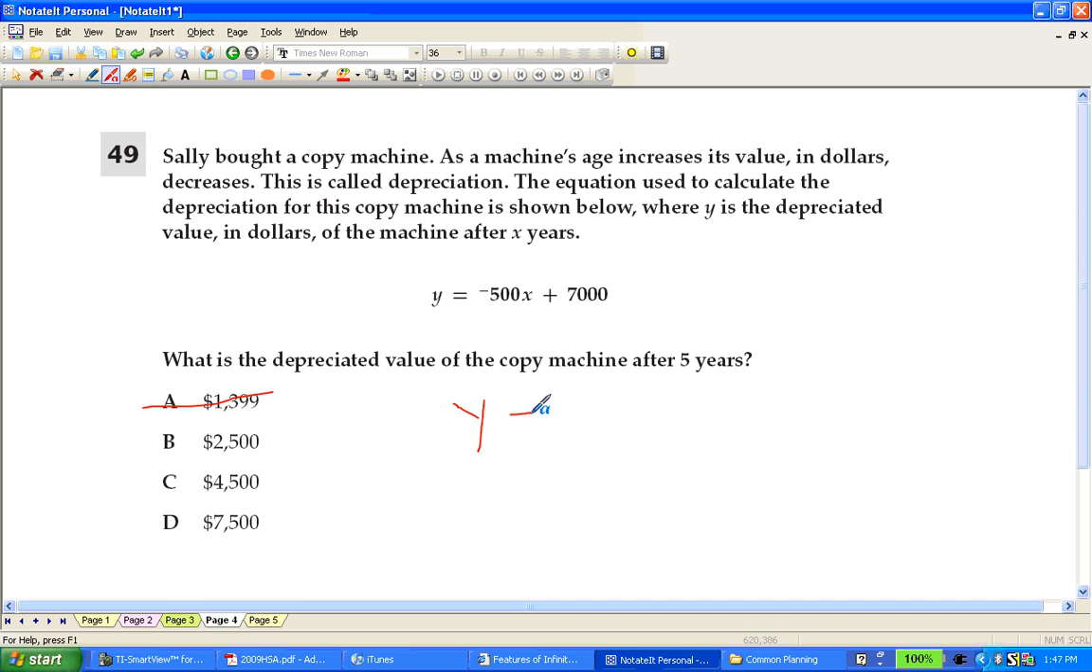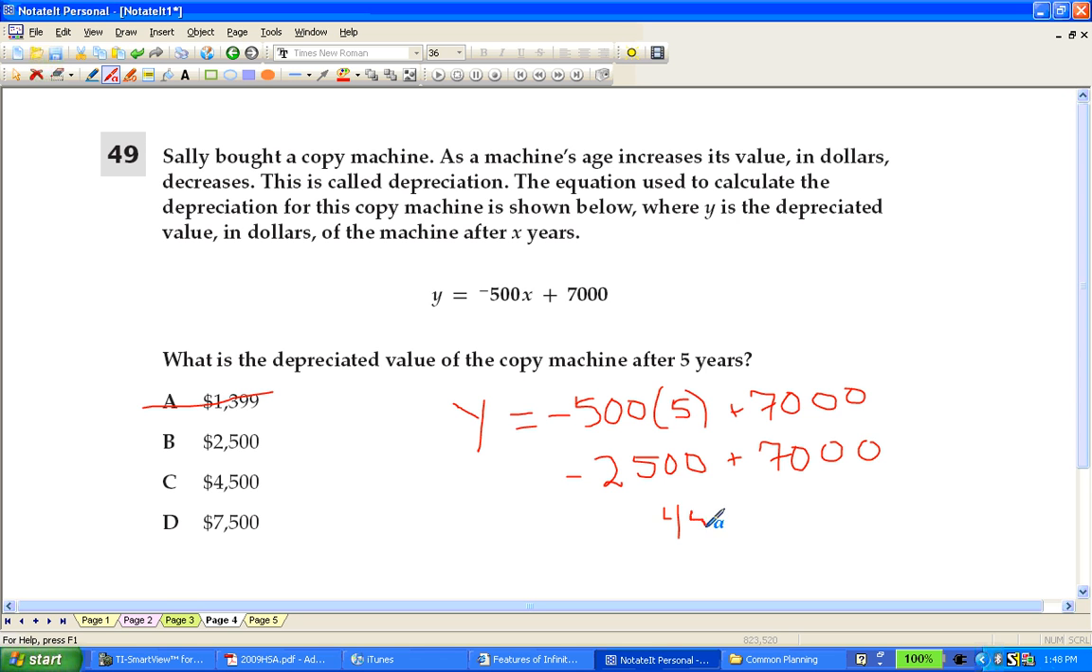Alright, so after 5 years, how much is this thing worth? Well, it goes down 500 every year for 5 years, and we had it starting out at 7,000. So negative 500 times 5 is negative 2,500, or basically it's lost $2,500 in value from $7,000. Okay, so that is 4,500. Since it started at 7,000 and lost $2,500 in value, the remaining value is now $4,500.